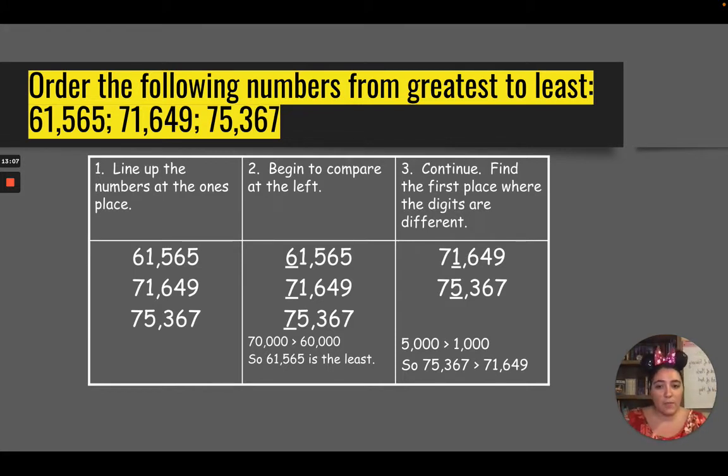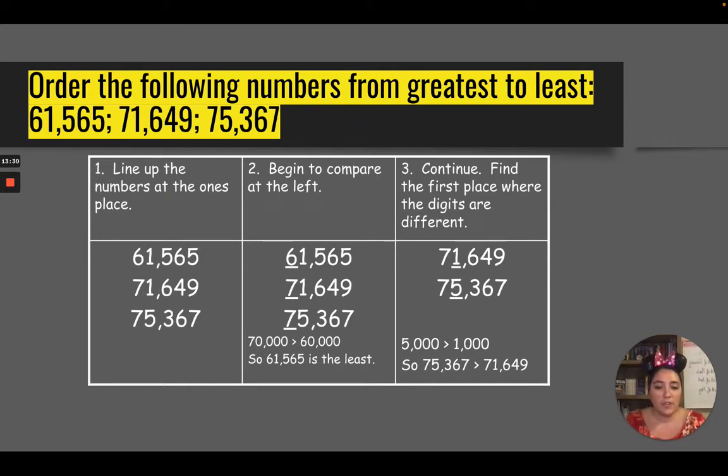So in the same way that we line up the numbers for when we compare them, we do the same thing from least to greatest because we're comparing these as well as putting them in order. So you line them up at the ones place. Begin to compare at the left. Look for the digits that are different. Look for the ones that are the same. Then number 3, continue. Find the first place where the digits are different.